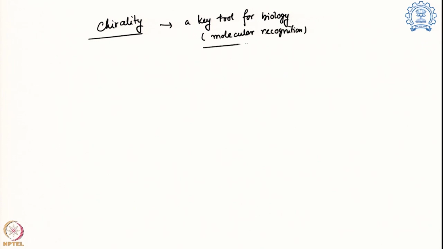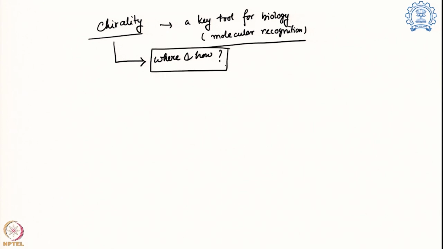Now the problem we are facing is the fundamental question of where and how this chirality became a part of the biological system. That is the question we would like to answer in this particular segment. So before going into the details, let us look into chirality one more time.